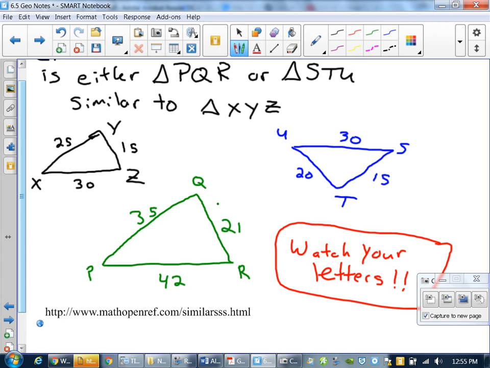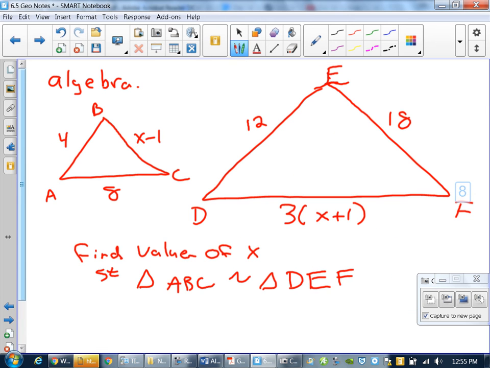Like in this next one, this next one is a prime example of when you have to know what letters to start with. Okay. Because here they're going to say find the value of x that makes them similar. Well, what do you want similar? I want ABC to be similar to DEF. So it's telling you specifically what letters have to match up. Great leading question.